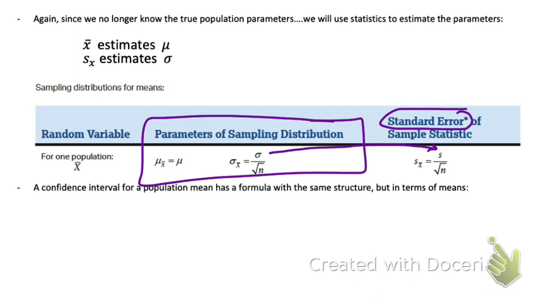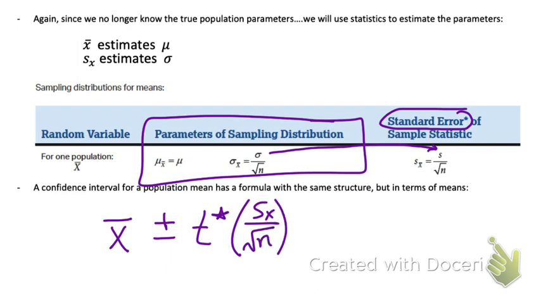So here is the formula for a confidence interval for a population mean. X bar is our point estimate, plus or minus T star times S sub X over the square root of N. This is the same format as the proportion one. Point estimate plus or minus, this whole thing is called the margin of error. This is the point estimate. This is the critical value. It's a T star critical value. And this is called the standard error. It is the standard deviation formula, but I'm using S sub X instead of sigma in my formula.